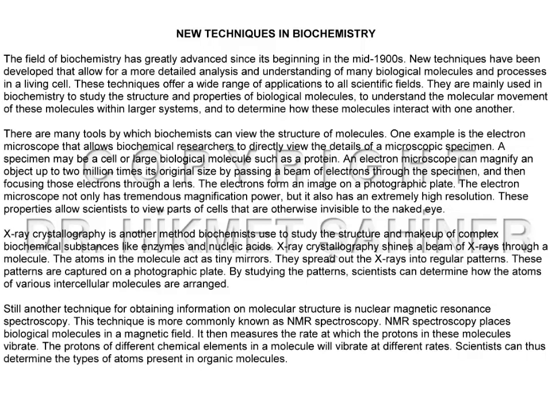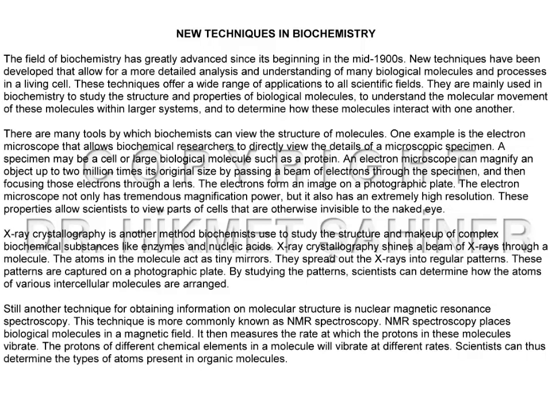The electrons form an image on a photographic plate. The electron microscope not only has tremendous magnification power, but it also has an extremely high resolution. These properties allow scientists to view parts of cells that are otherwise invisible to the naked eye.